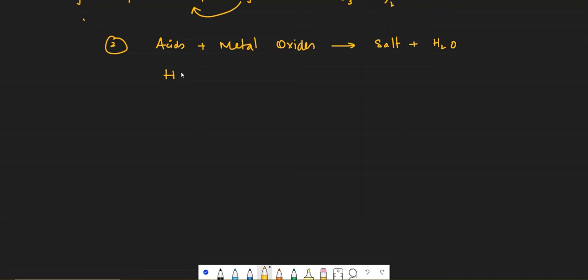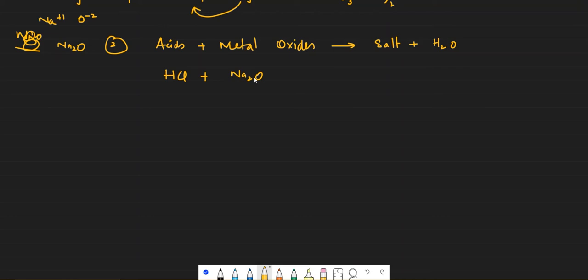Here you'll have to write the correct formula of a metal oxide. If you're taking sodium oxide, you cannot just write NaO. Whenever you're writing the chemical formula of a compound, you will always follow the right protocol. First you check in the background its ions and then make the chemical formula. Let's say I'm reacting HCl with sodium oxide. You can join any metal with oxygen. I'm choosing sodium, so sodium is Na plus 1 and oxide is O minus 2. So you'll have Na2O.